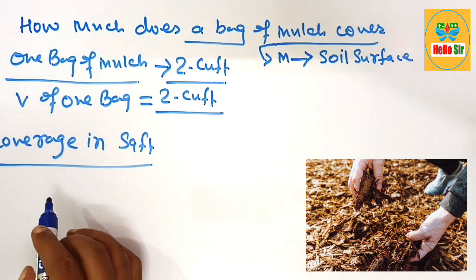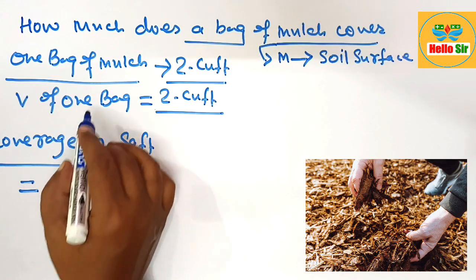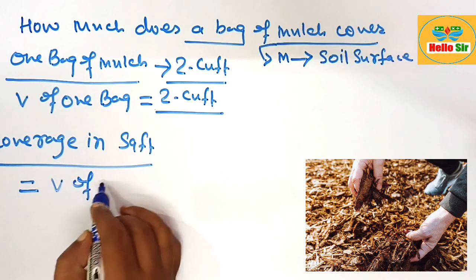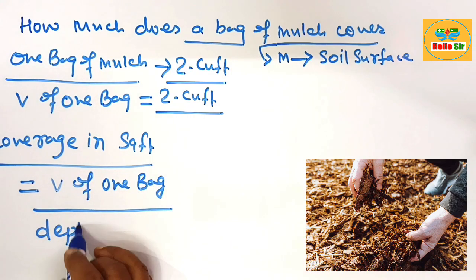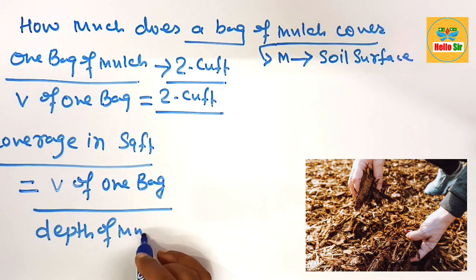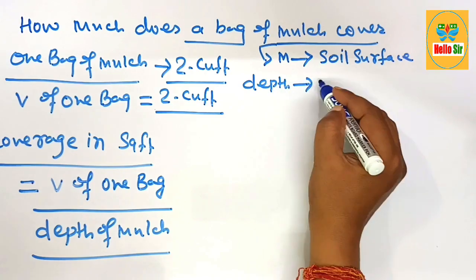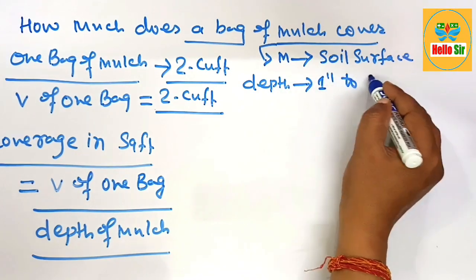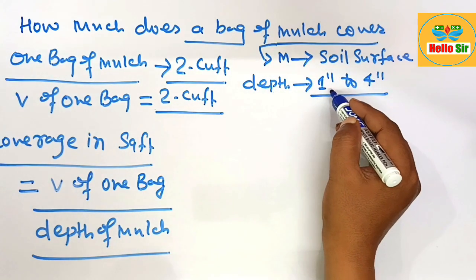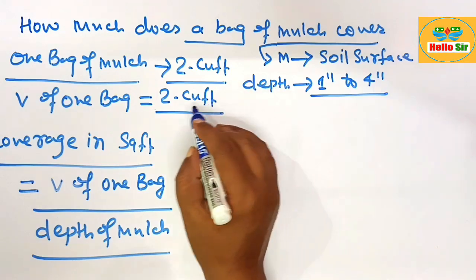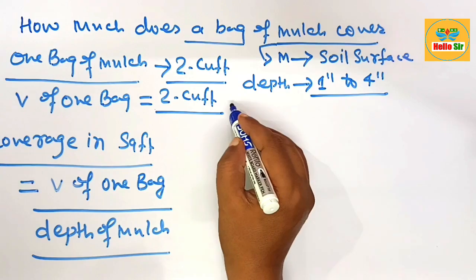How do we figure out the coverage in square footage? There is a formula to calculate it. You divide the volume of one bag of mulch by the depth of the mulch layer, and generally the depth ranges between 1 inch and 4 inches. It means the depth of mulch may be 1, 2, 3, or 4 inches. What is the coverage at each of these depths?